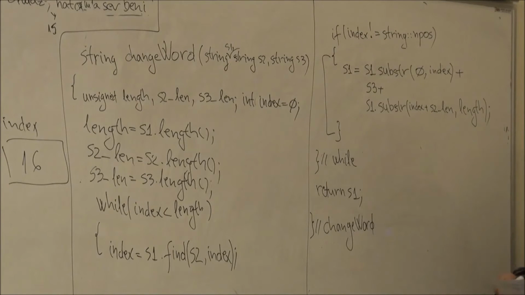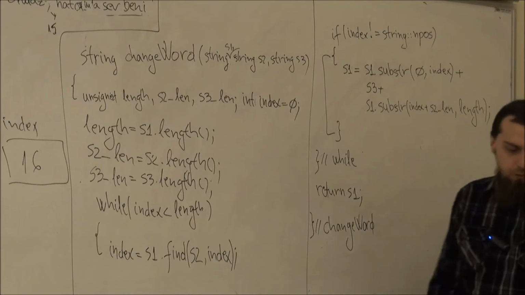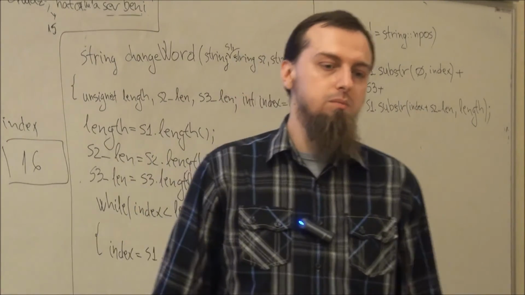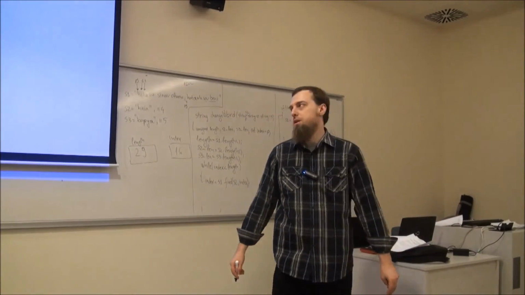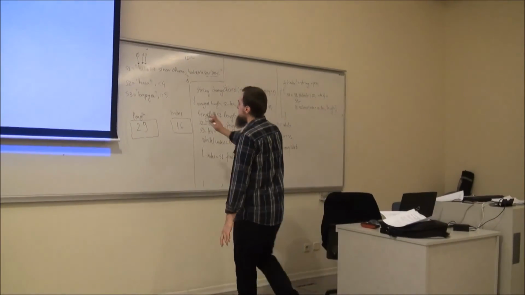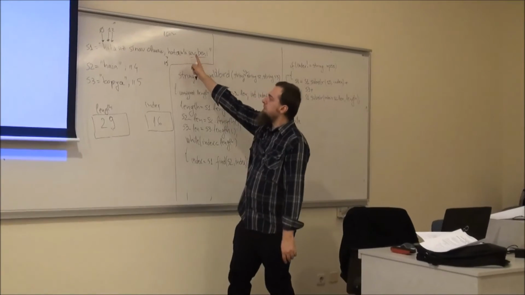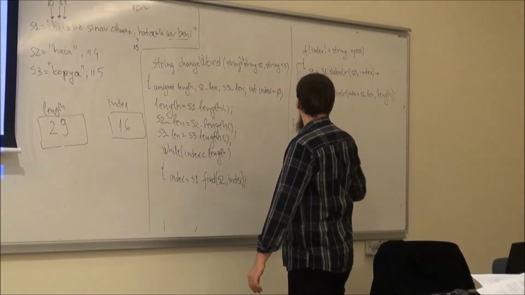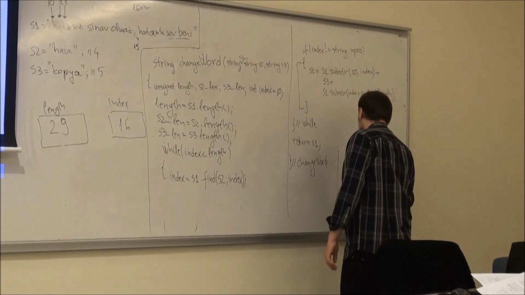Now, let me go again through the code because I think it's important to understand it. It's better if we cover fewer examples, but understand what we cover, than to cover 20 examples but not understand any of them, okay? So this is our input, hata sanaf almas. We want to find hata here and change it with copia. So let's see how the code is working.